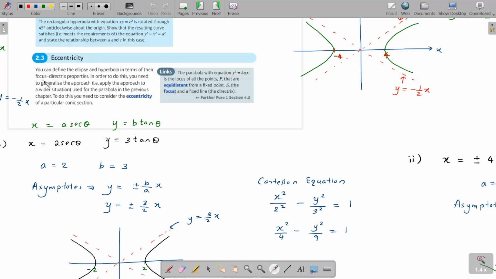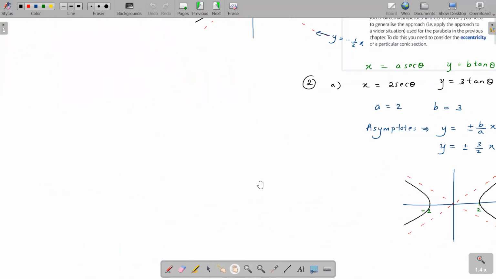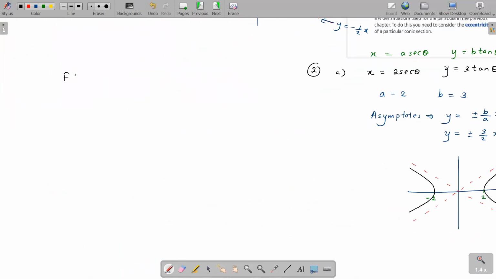Now, I think you remember this word, focus and directrix. You used them in F1 with the parabola. Do you remember the parabola equation in F1? Just to remind you, this is the F1 lesson on the parabola, and the equation you learned was y square equals 4ax.